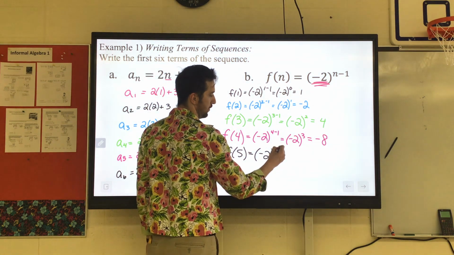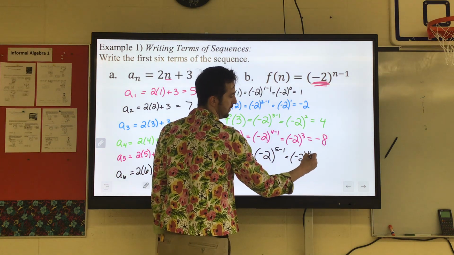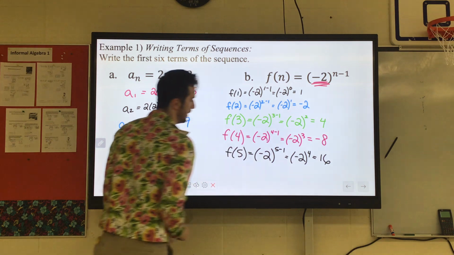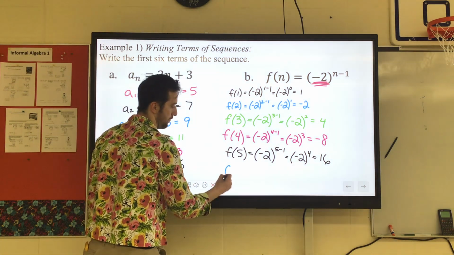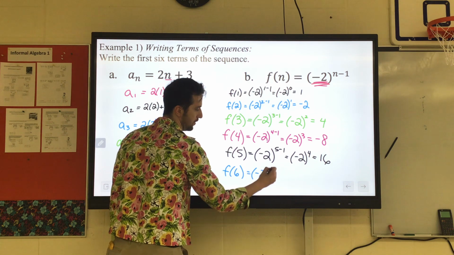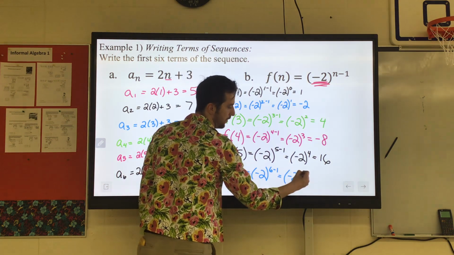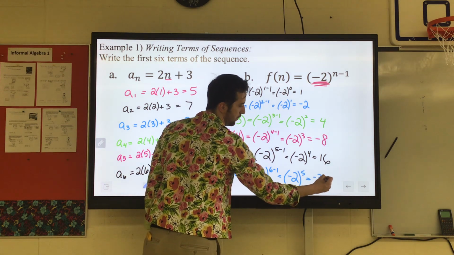Negative 2 to the 5 minus 1. That's negative 2 to the fourth power, which is positive 16. And then one more. f of 6 equals negative 2 to the 6 minus 1. That's negative 2 to the fifth, which gives you negative 32.